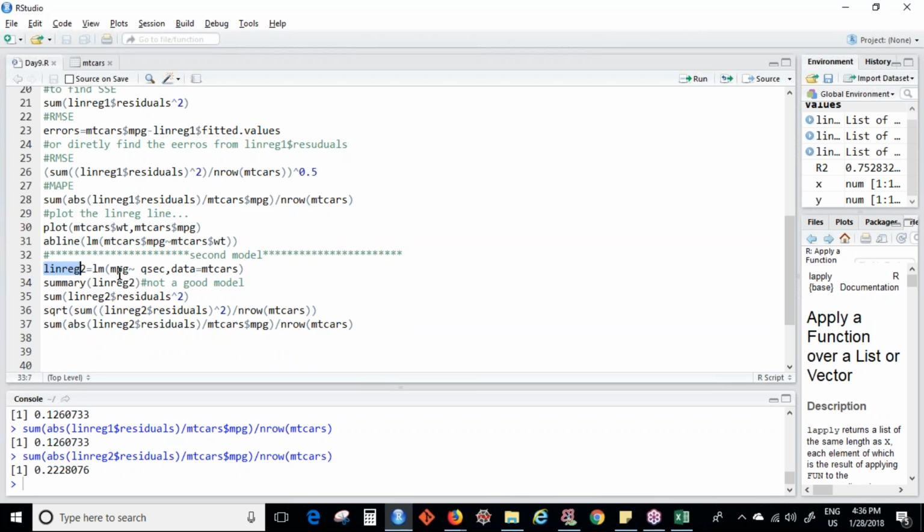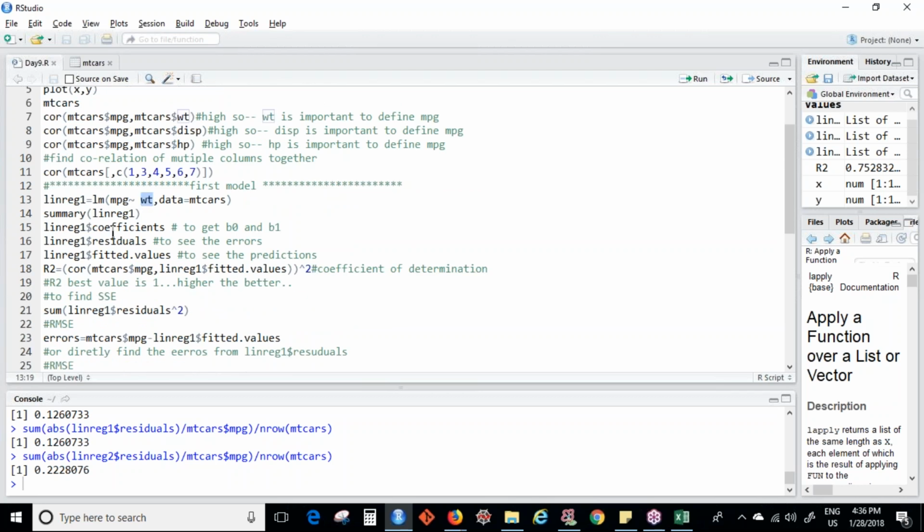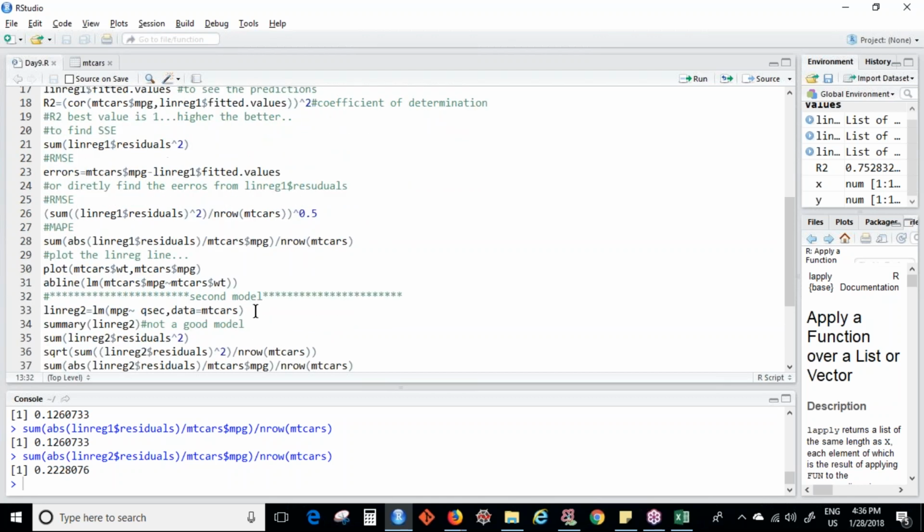So in linear regression 2 you have qsec as your independent variable. In linear regression 1 you have weight as your independent variable, but each model has only one independent variable. So this is a univariate model. This also is a univariate model. When you have multiple independent variables in the same model, then it is known as multivariate.